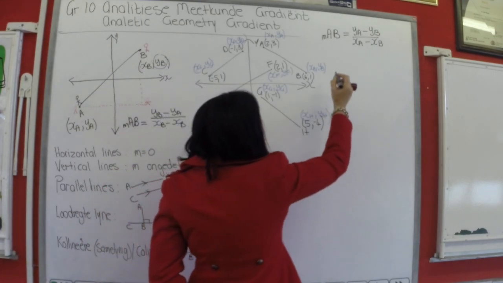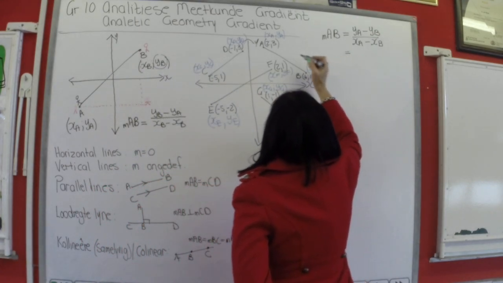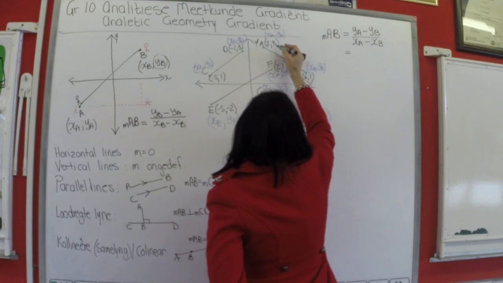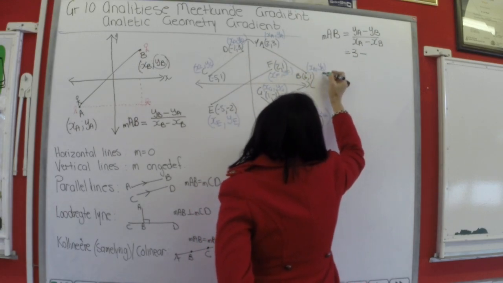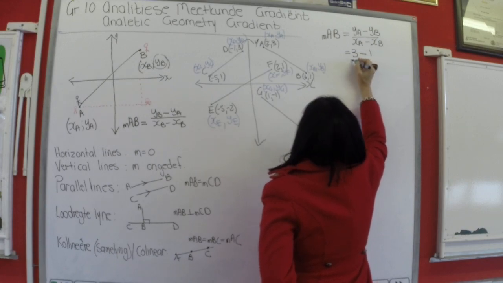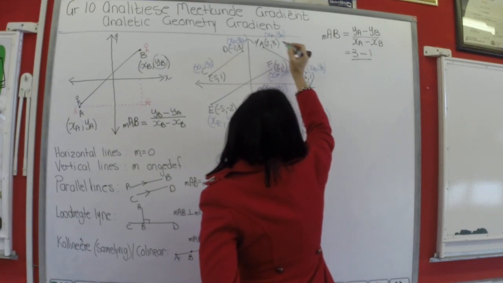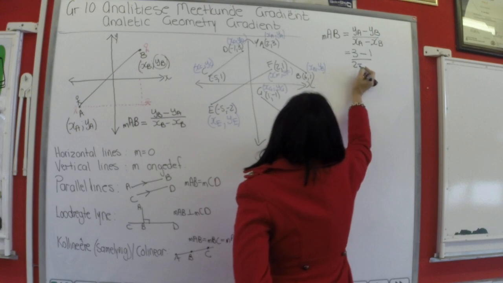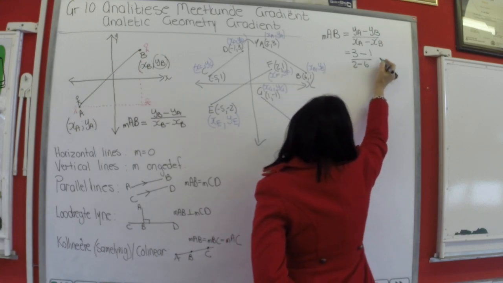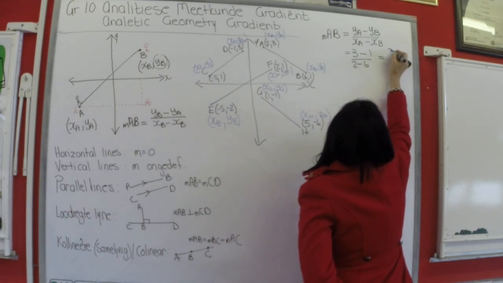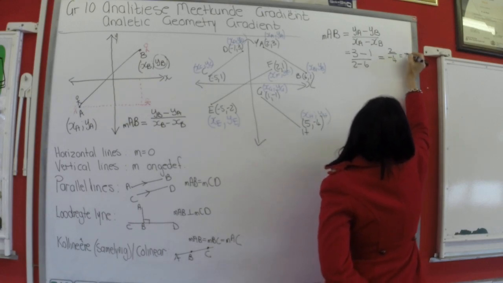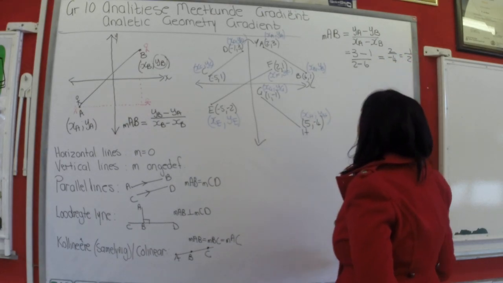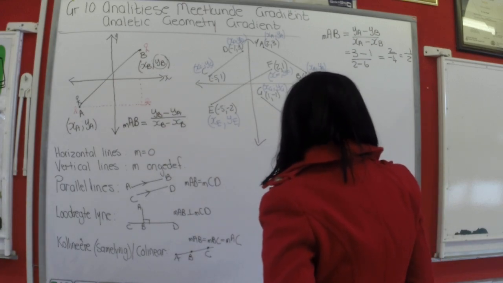So kom ons gaan. Die Y van A is 3, minus, die Y van B is 1, op X van A, minus die X van B. Dit gee vir my 2 op minus 4, en dit gee vir my minus 1/2. Remember, you must always simplify, simplify, simplify.